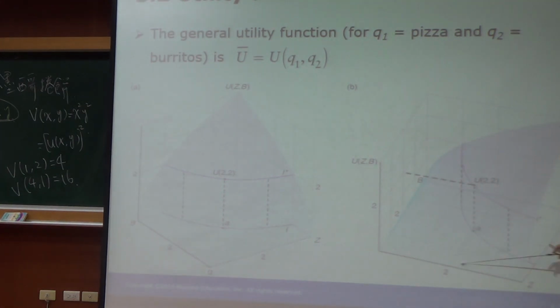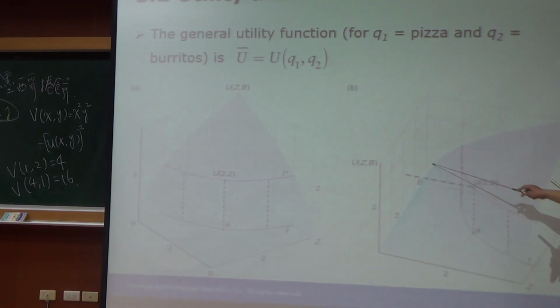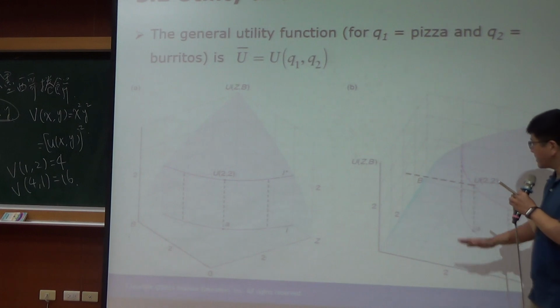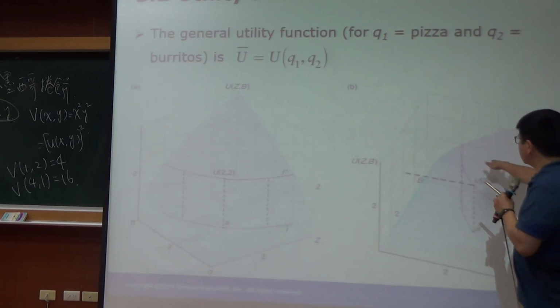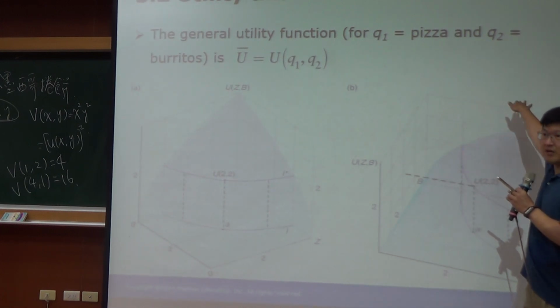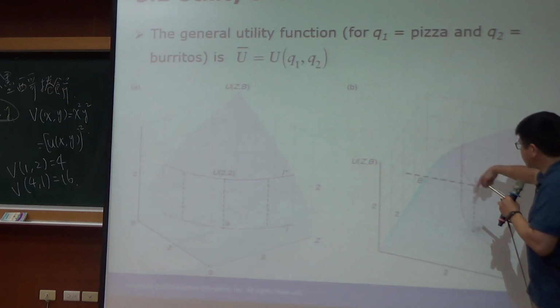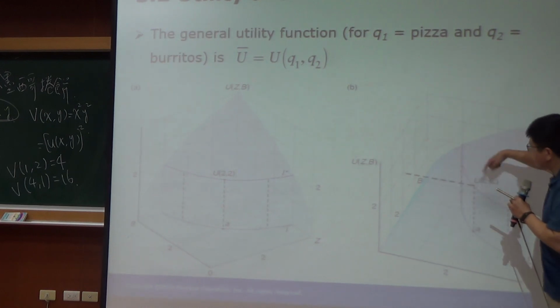Another angle, pizza, burrito. This is another angle, so 2, 3, 4, 5, and difference in difference curve. Variance in difference curve.